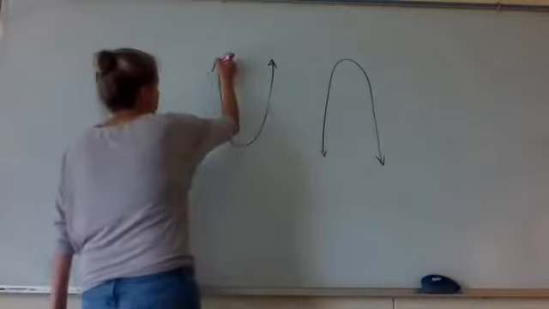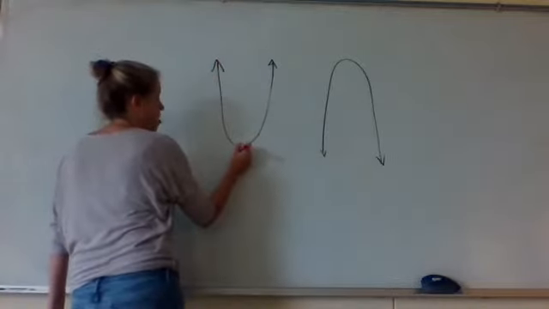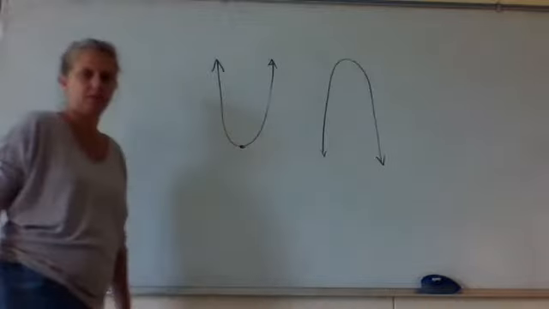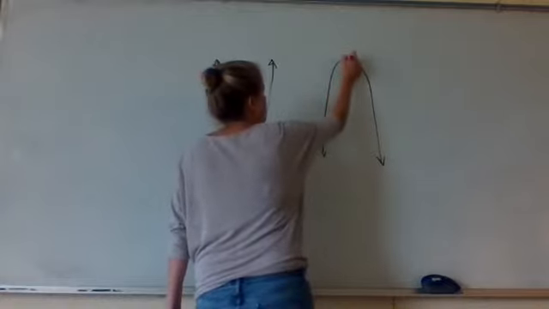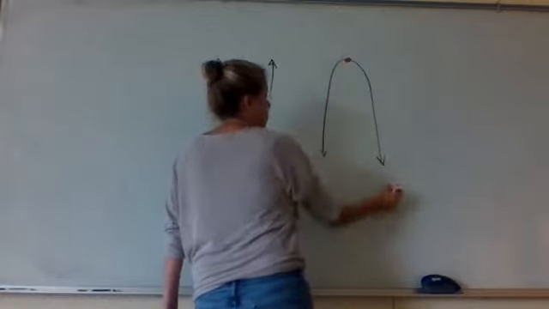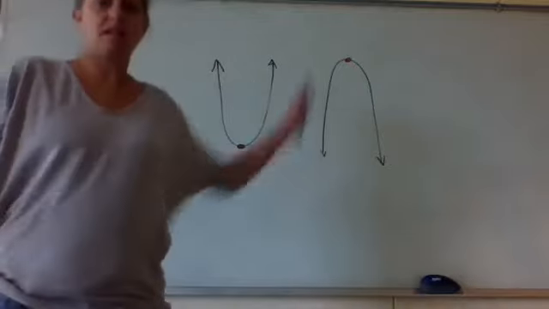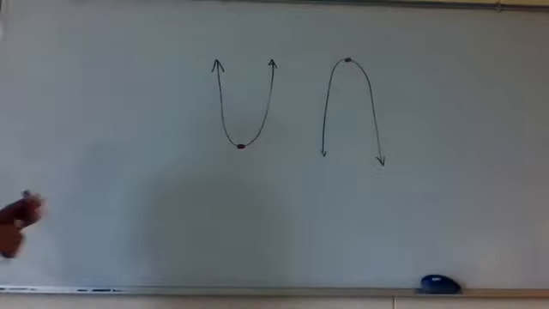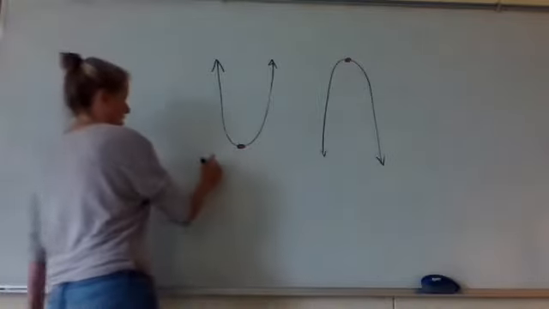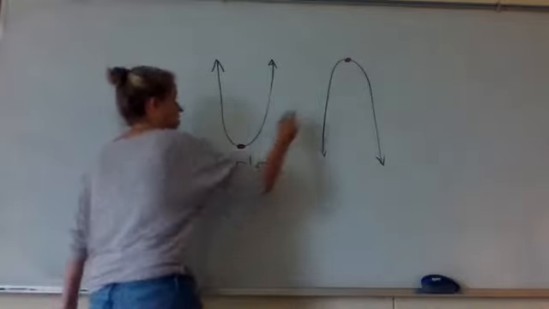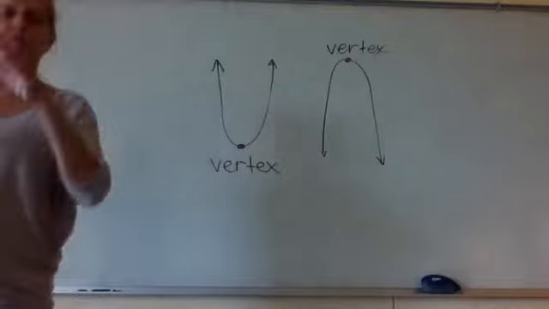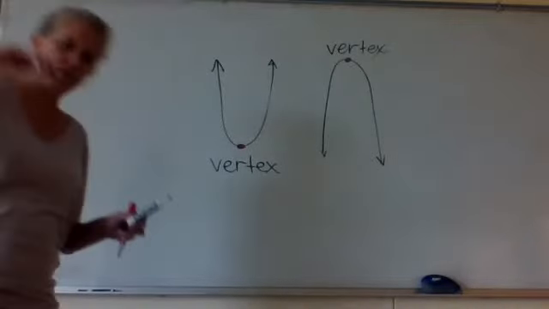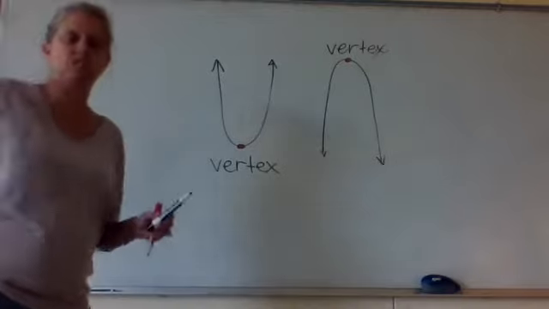There is a point on the U, for instance, on this one. It stops coming down right here and then changes and starts going up. This one goes up until it gets to this point, and then it goes down. That point, whether it's on either one of those parabolas, is called the vertex. So the vertex is the point of the parabola where it stops going one direction and flips and starts going the other.